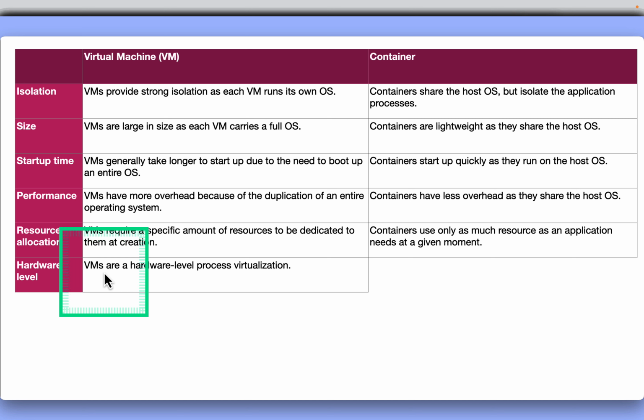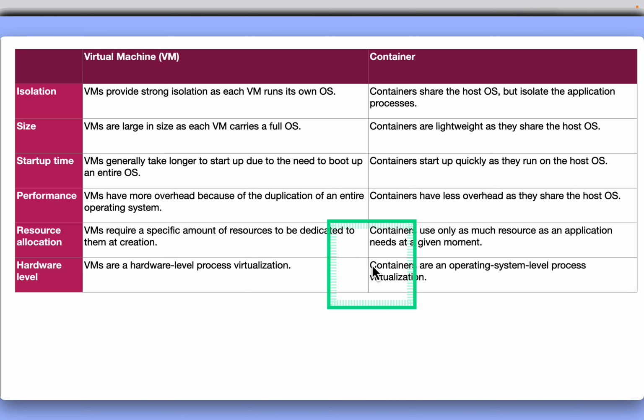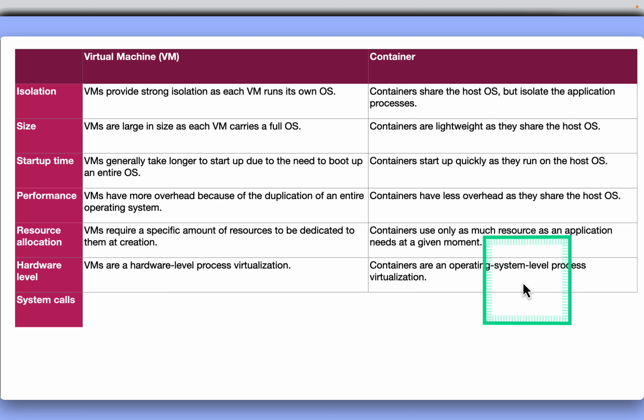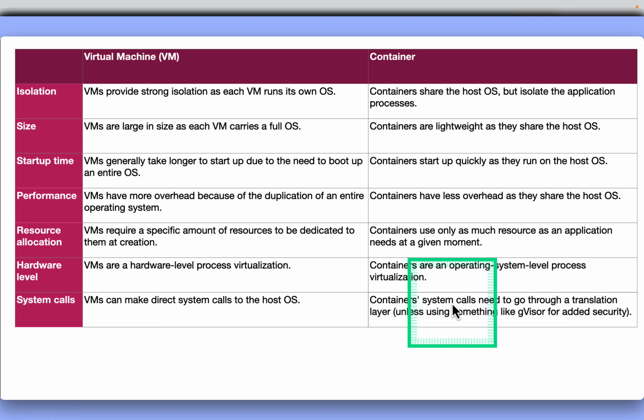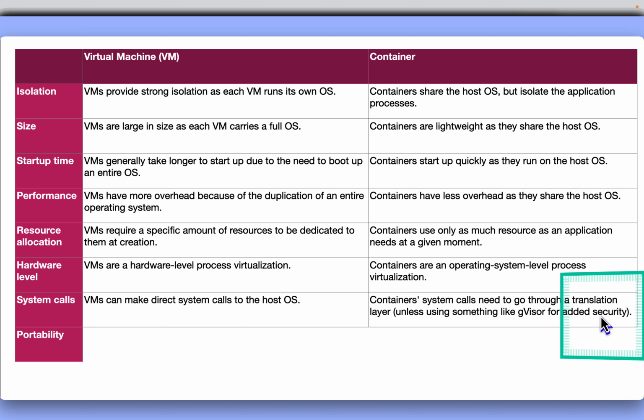Hardware level. VMs are hardware level process virtualization. Containers are operating system level process virtualization. So this is hardware level process virtualization. This is OS level process virtualization. System calls. VMs can make direct system calls to the host OS. Container system calls need to go through a translation layer unless using something like gVisor for added security.